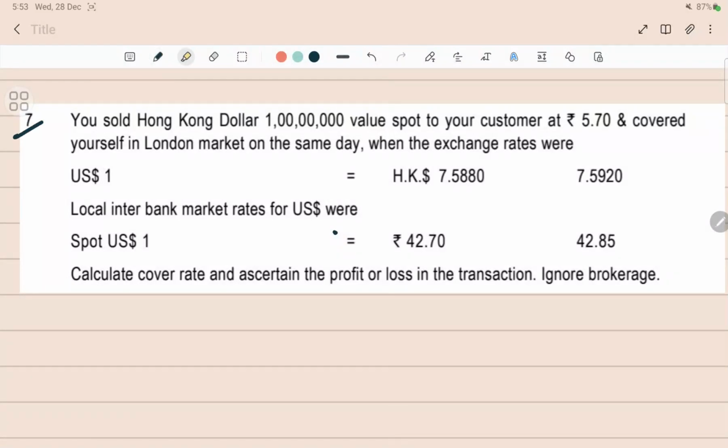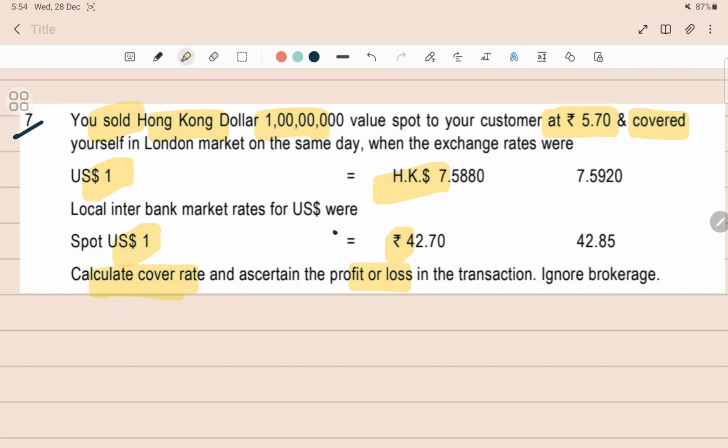7 sum. You sold Hong Kong dollar 1 crore, spot to your customer at rupee 5.7. And covered yourself in the London market on the same day when the exchange rates are given to you, which is per dollar Hong Kong dollar bid and ask, and per dollar rupee bid and ask. These are the local interbank rates. Calculate cover rate and ascertain the profit or loss on the transaction.